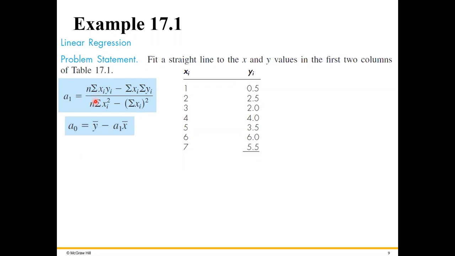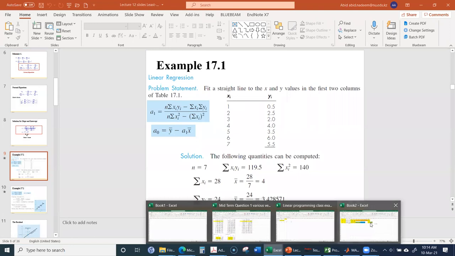In order to apply this formula, first of all we have to find sigma x. Sigma x will be from 1 to 7, so that will be 28. We also need sigma y. Sigma y will be 0.5 to 2.5, then that we can calculate. Okay, so maybe I can show it on the spreadsheet.